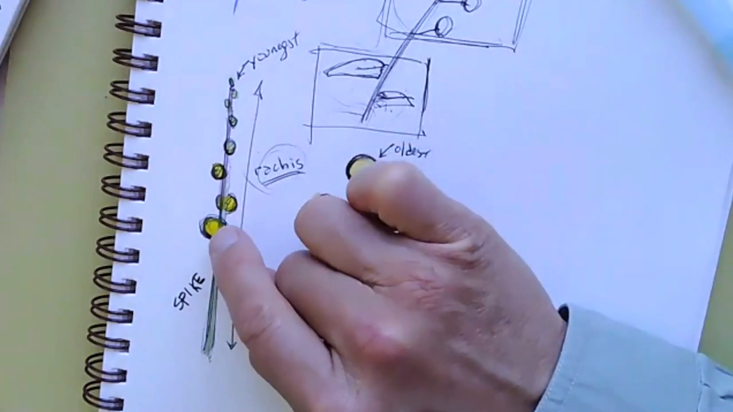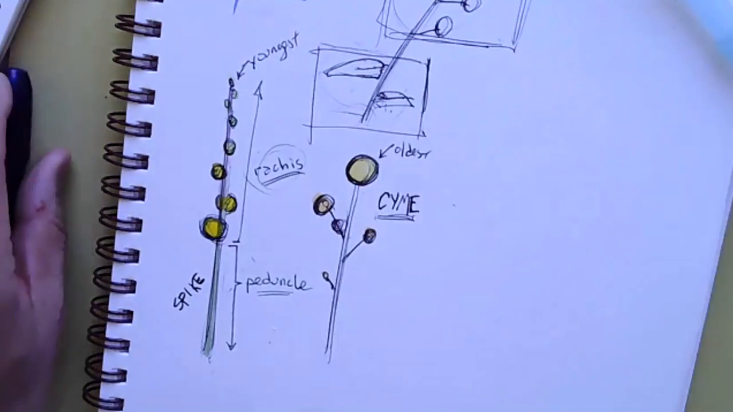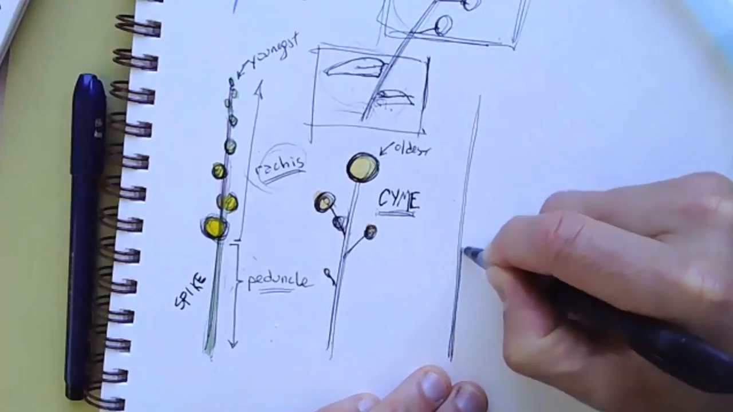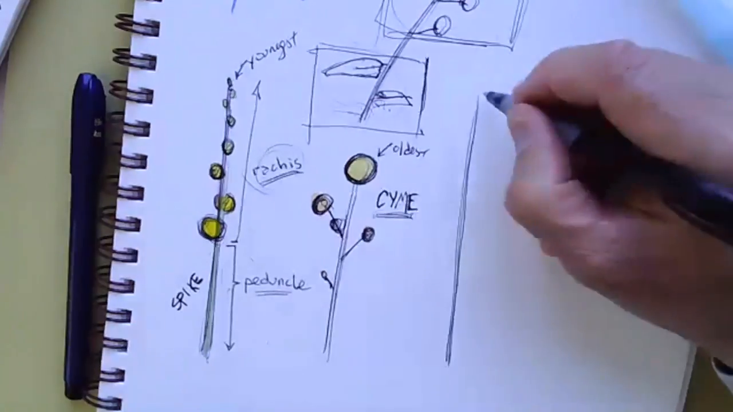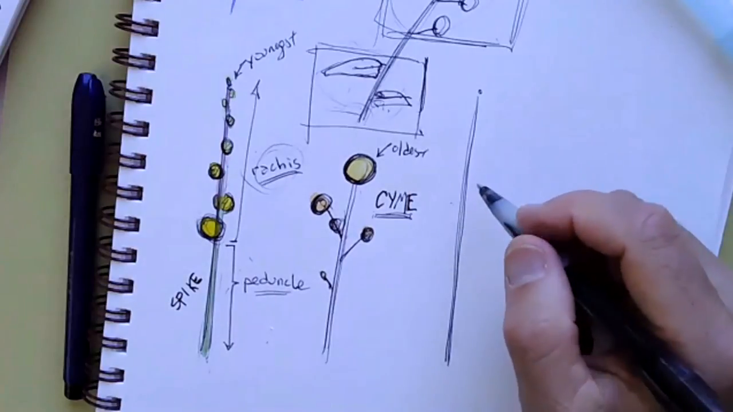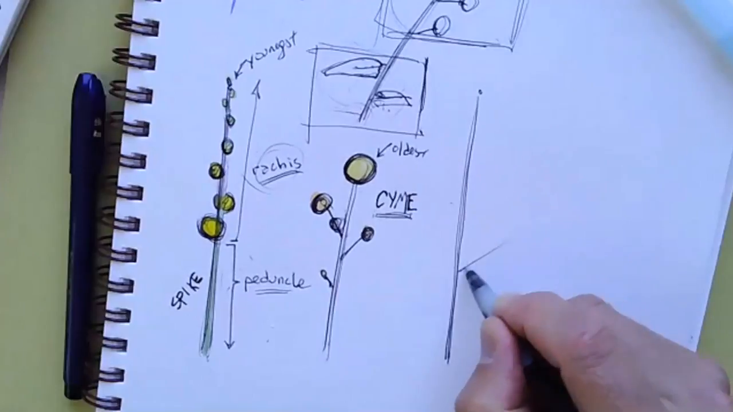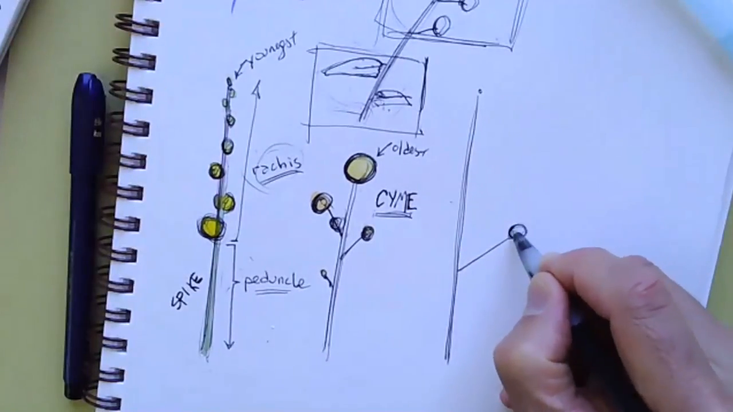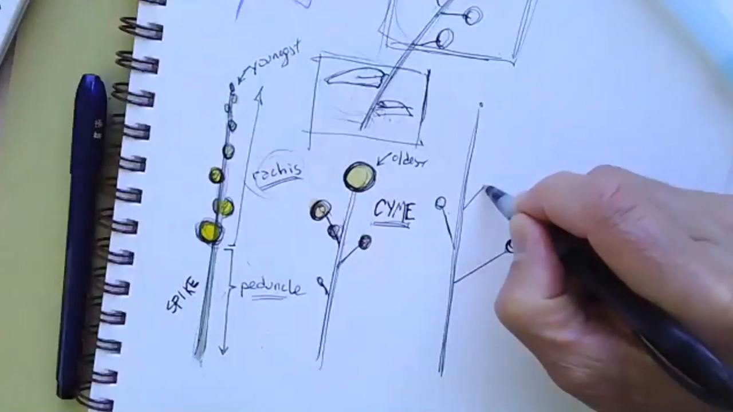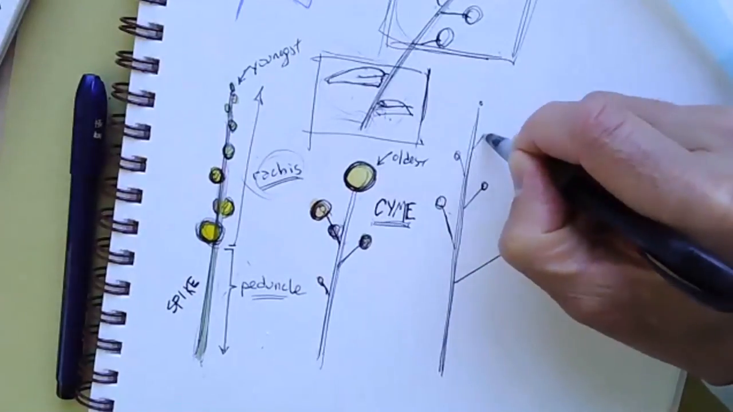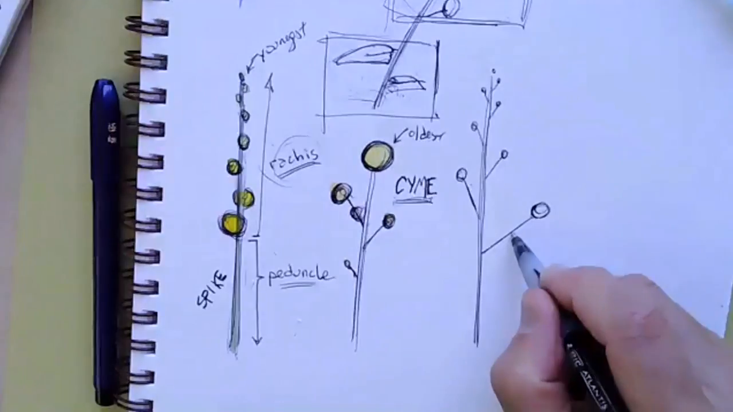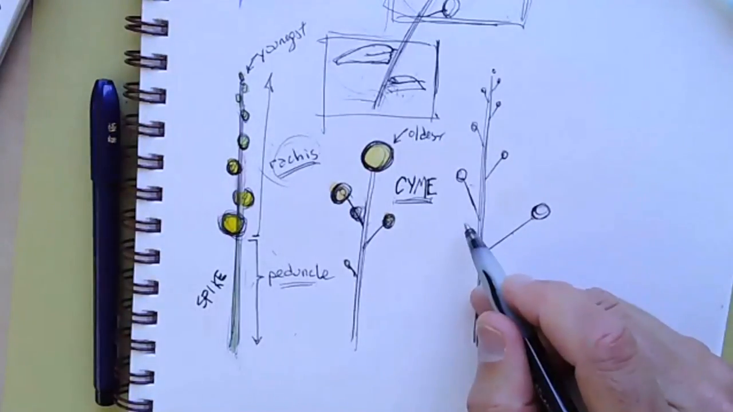If, however, I put little stems on each of these, I've now switched to a different inflorescence type. So let me put in my central axis here. I'm going to have my bud still at the tip. But this time I have a stalk coming out, and there's my flower. And my next stalk is coming out, and there's my flower. And my next stalk. So there are little plant stems sticking out of that big stem, or more specifically, there are pedicels sticking out of the rachis.